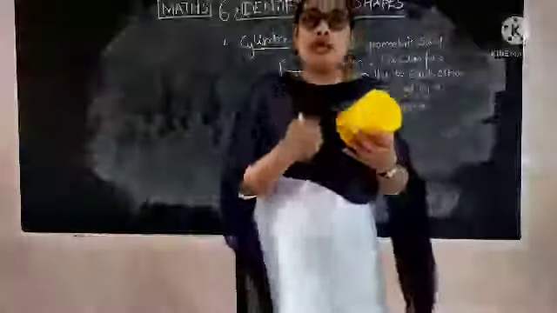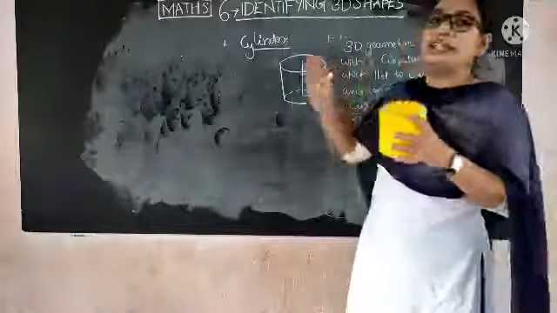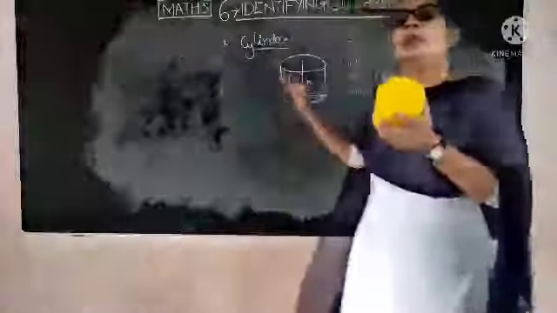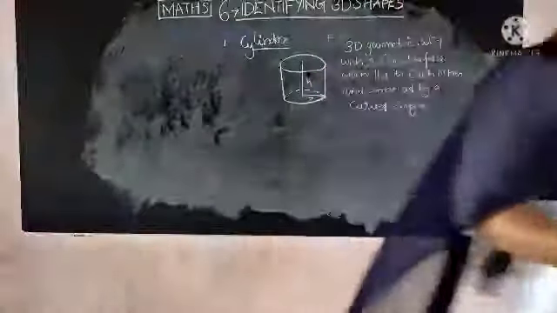Okay, so draw a cylinder in your notebook and write down what a cylinder is and what the characteristics to be measured in a cylinder are, which are height and radius.